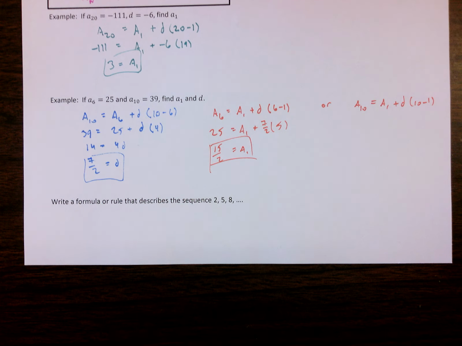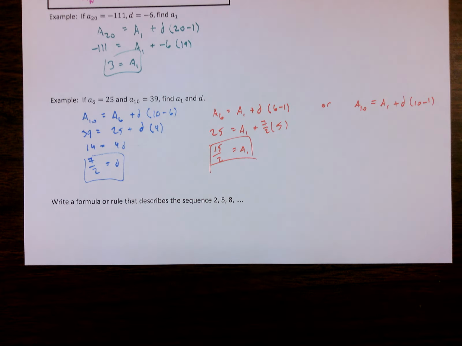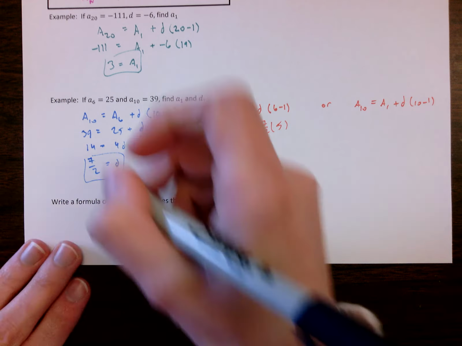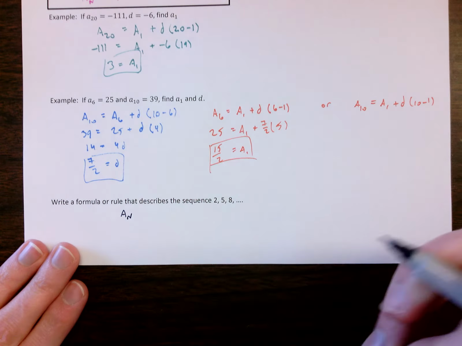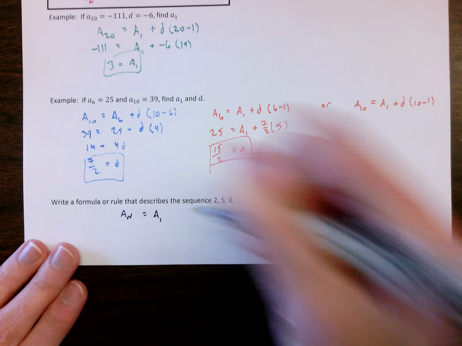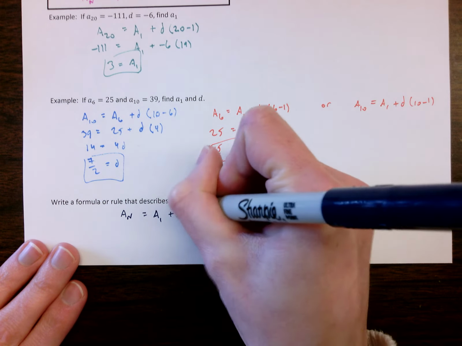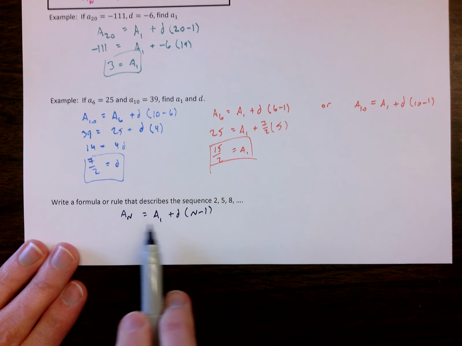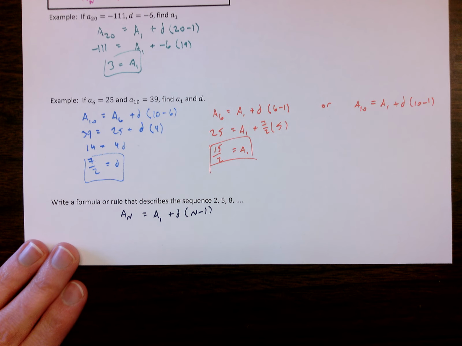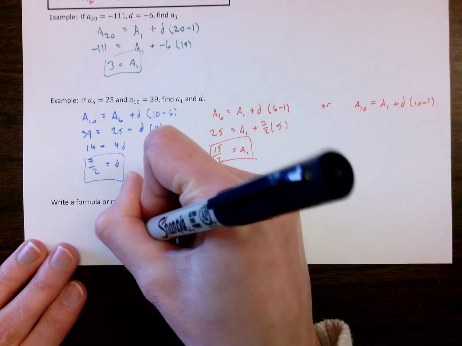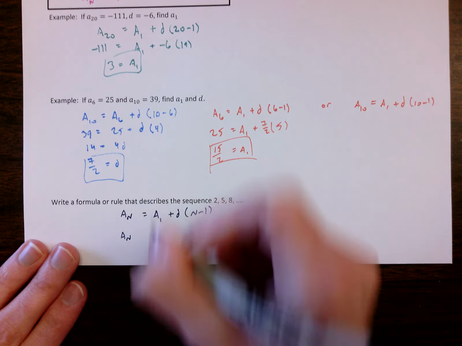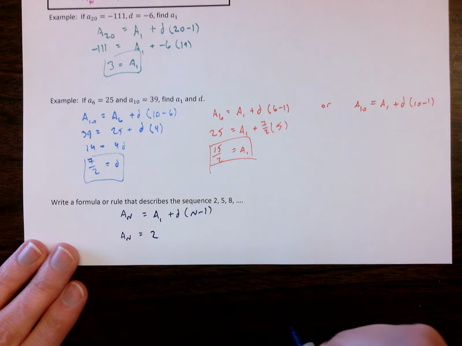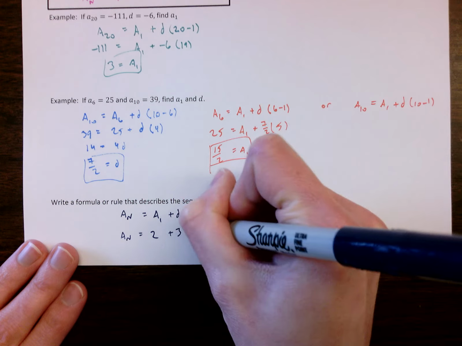Well, I'm going to go back to this general idea of this formula that we had, right? So I know the first term and I know the common difference. So I'm going to say that to get to any given term in the sequence, start with the first term and add the common difference n minus 1 times. The distance between these two terms is n minus 1. All right, I want to write a rule. So a sub n is going to be unknown, but I do know a sub 1 is 2, and I know my common difference is 3.